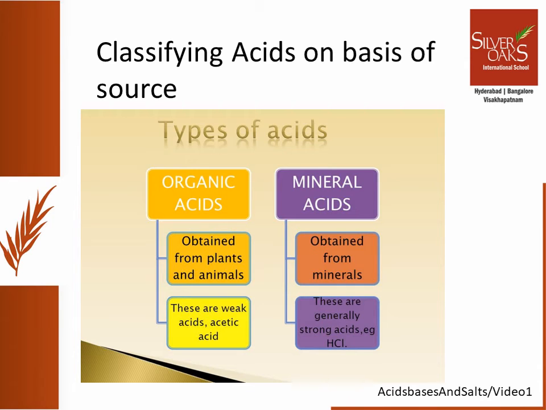Examples of organic acids are tartaric acid present in tamarind, oxalic acid present in tomato, lactic acid present in curd, and acetic acid present in vinegar. Mineral acids are obtained from minerals. They are generally strong acids and show the pH range of 0 to 3, and the examples of mineral acids are hydrochloric acid, sulfuric acid and nitric acid, which are extensively used in the laboratory.